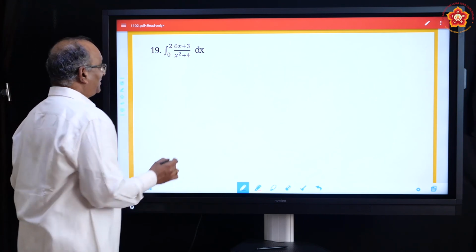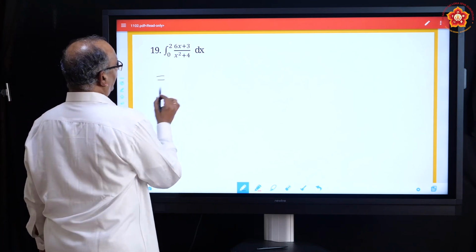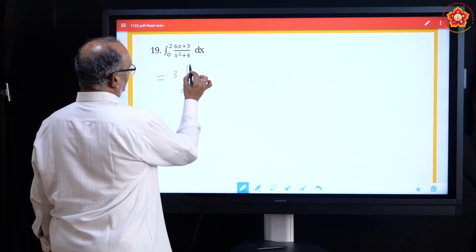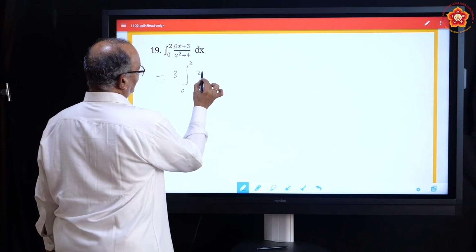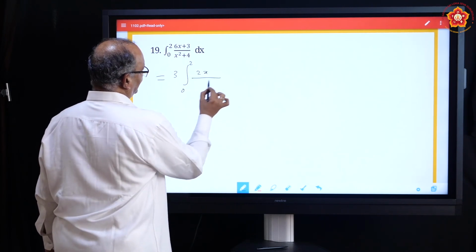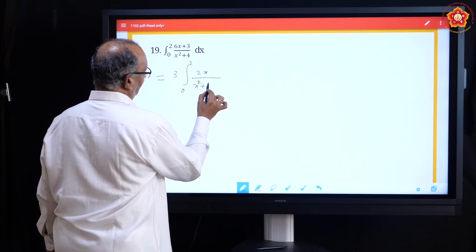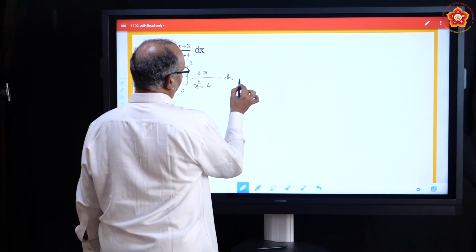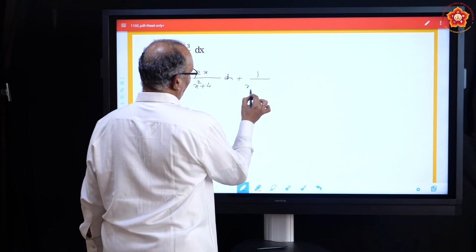So this problem can be written as 3 out, 0 to 2, 2x upon x square plus 4 plus 1 upon x square plus 4.